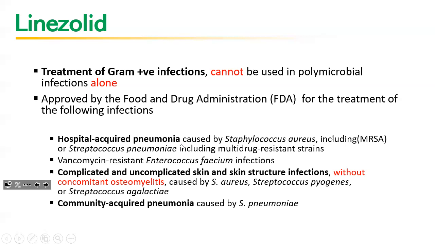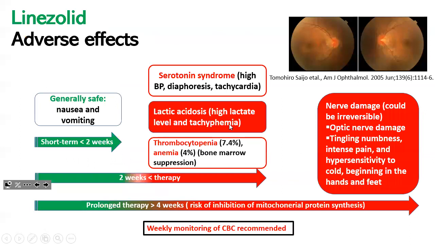Also, it could be used to treat community-acquired pneumonia because this agent is available in oral form, by the way. It's available in IV, injectable form, and in oral form. Now, let's go to the complications of linezolid. With all of these advantages, linezolid still carries some problems with its use.